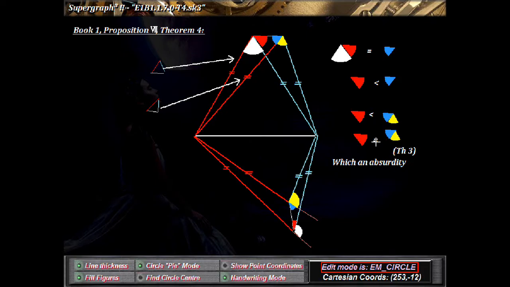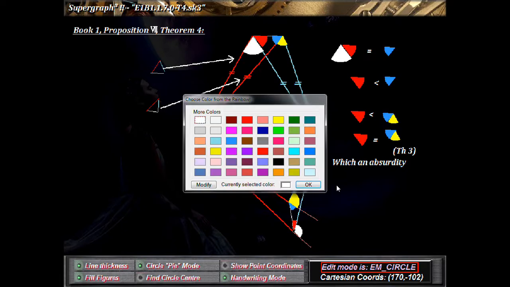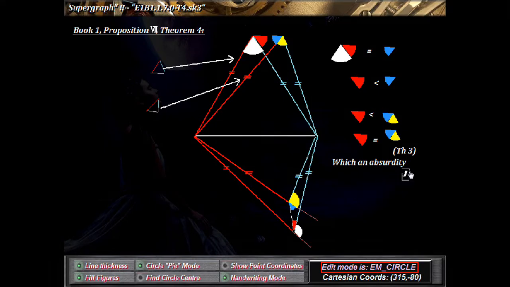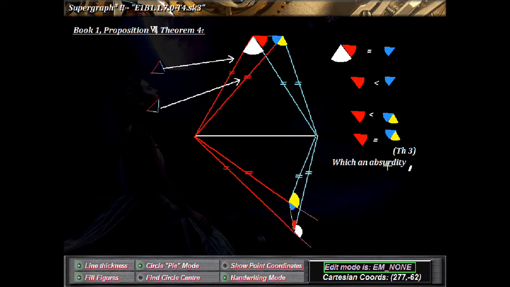So the same argument follows through in this case, which is a total and absolute absurdity and an insult to anyone's intelligence, and therefore the assumption that it is possible to build such triangles with the same base is false. QED. I guess I got another video out. Okay, so there you go. That's theorem 4 proved.